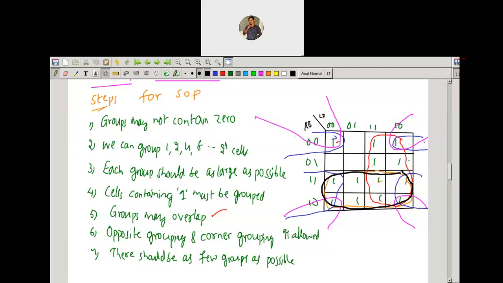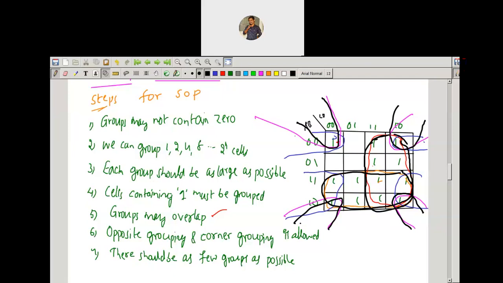are one actual group, and this is also one actual group. Okay, and there is one minterm still left. So you can group this minterm with the corner grouping. Why am I going for the corner grouping? Because by using the corner grouping, you can group four cells. That is the third point.